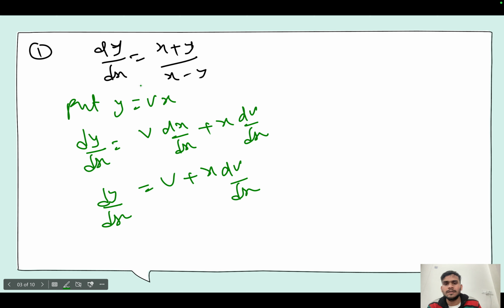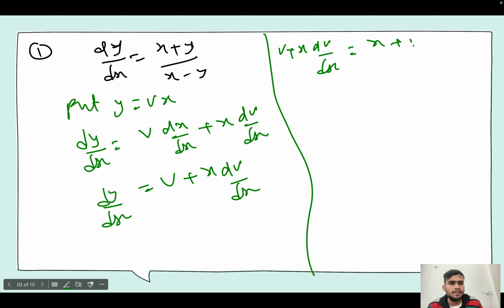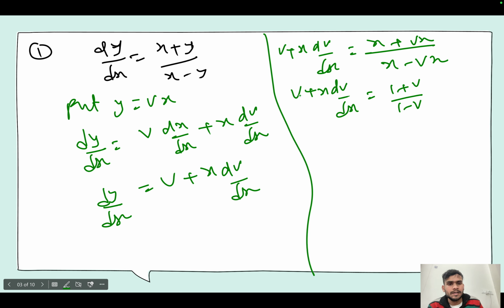Now put these values here. So we will get v plus x dv by dx is equal to (x plus vx) by (x minus vx), putting the value of y here. Take x common from the numerator and denominator, and you can see x will cancel out, so it will look like v plus x dv by dx is equal to (1 plus v) by (1 minus v). Take v to this side, so it will become x dv by dx equals (1 plus v) by (1 minus v) minus v.